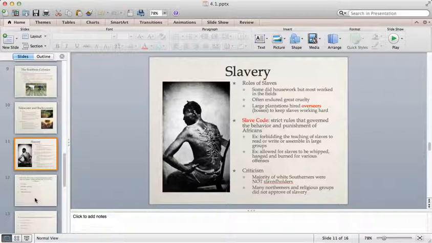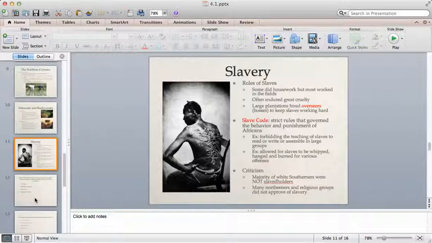I want to talk a little bit more about slavery. The vast majority of slaves were field hands. They worked out in the fields, but some did work in the house, in the home. Usually women did housework. Slaves, of course, endured great cruelty. You can see in the picture here on the left, this is a man who has been whipped, which is something that often happened to slaves if they weren't seen to be obedient enough. Large plantation owners obviously couldn't oversee all of their hundreds of slaves, so they hired overseers, which were like bosses, to make sure that the slaves were working hard.